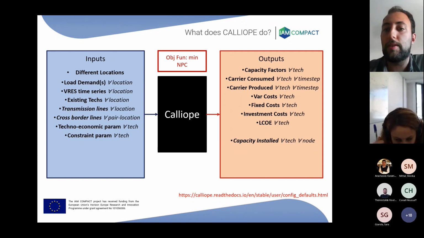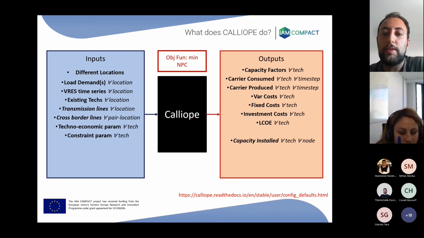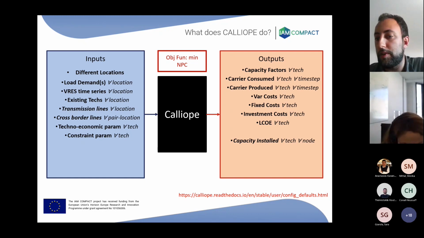There can also be some specific constraints for each technology. And as output, by using a minimization of the net present cost objective function, Calliope provides capacity factors, the consumption and production of carriers, the variable, fixed and investment cost, LCA for each technology, and in planning mode also the capacity installed of each technology in each node.